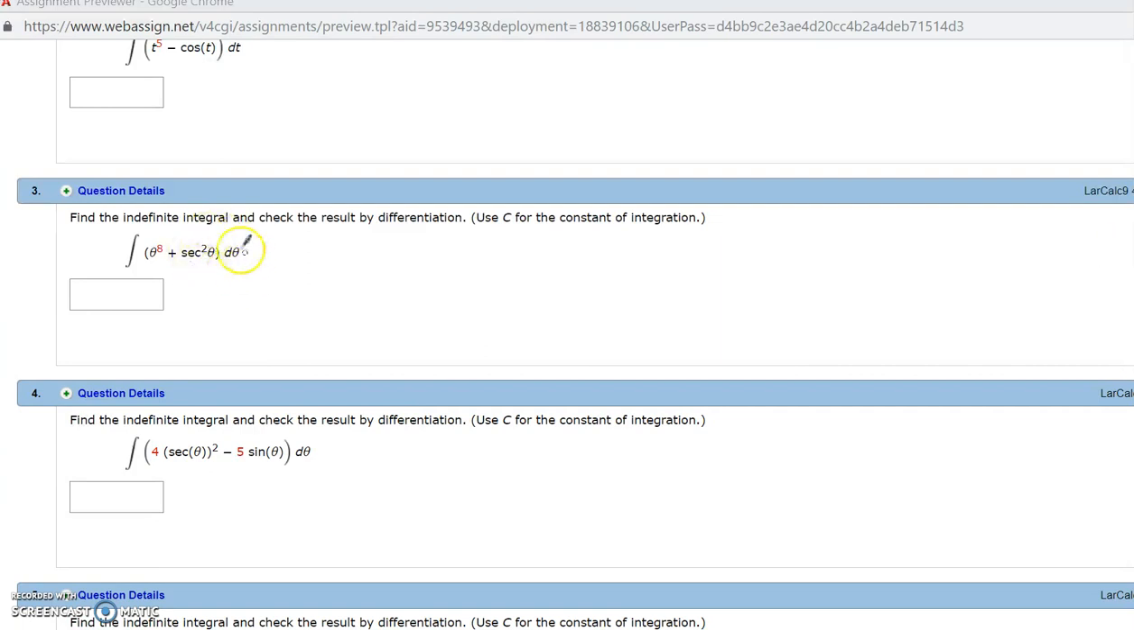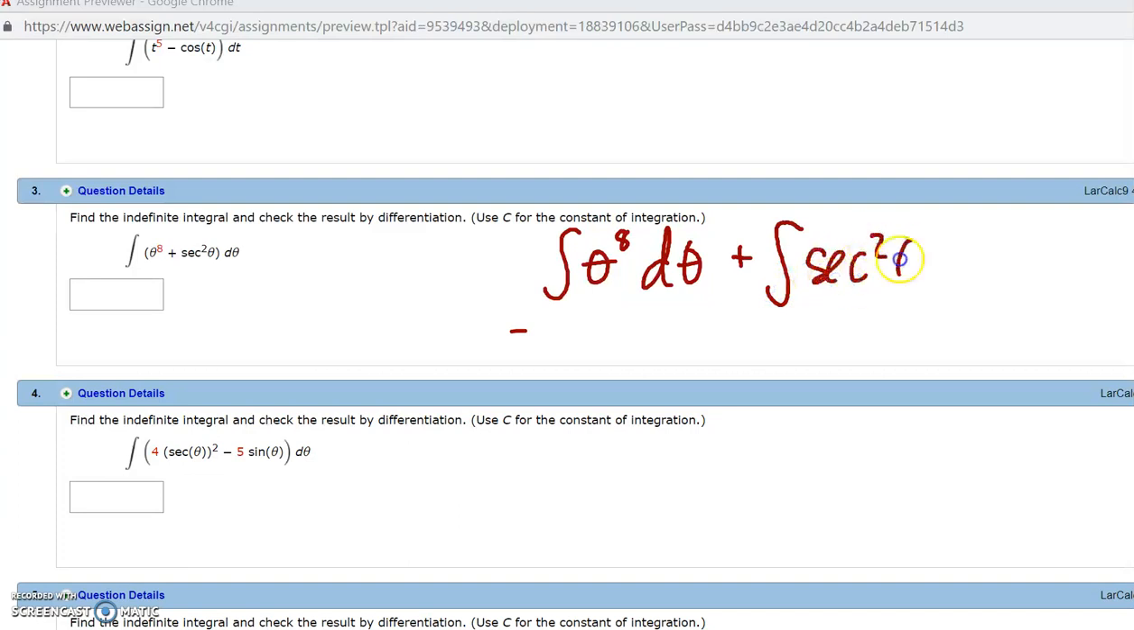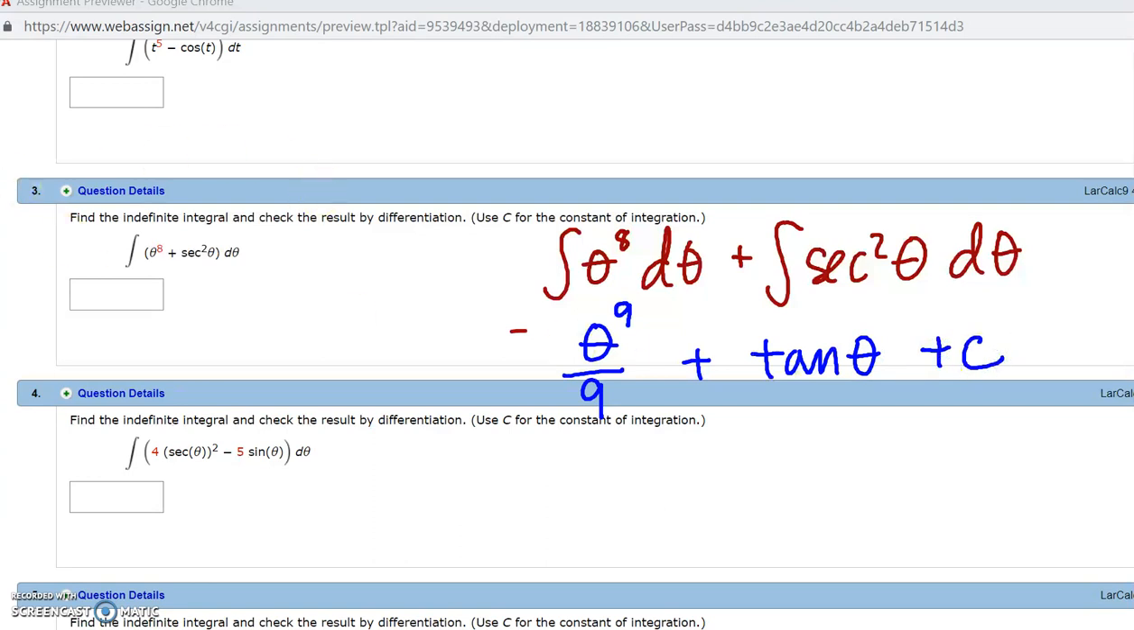So we're taking the antiderivative with the d theta at the end. I'm going to break that into two integrals. We've got theta to the 8th d theta, plus the antiderivative of secant squared theta d theta. For this part, this is just straightforward power rule. So I'm going to have theta to the 9th over 9, plus the antiderivative of secant squared is tangent theta, plus c. And that's it.